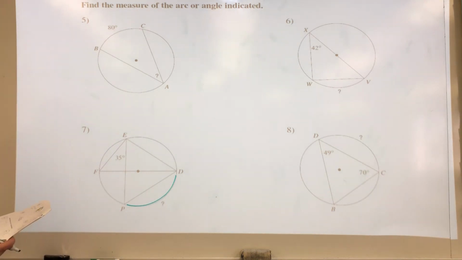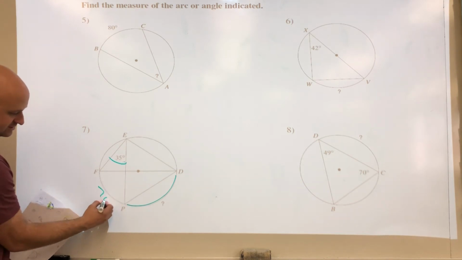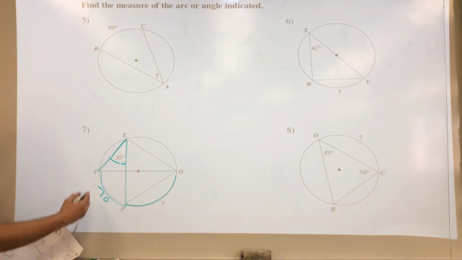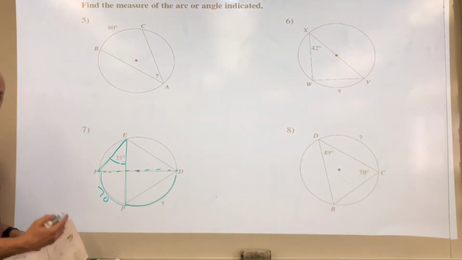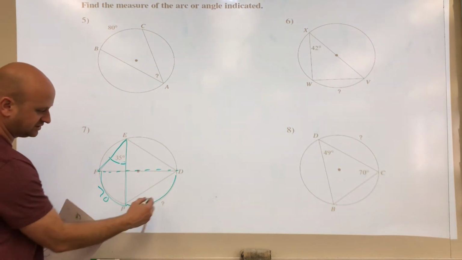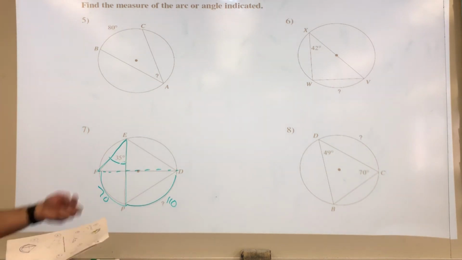So in order to do that, we need to find some stuff. If this is 35, that means this arc right here is 70. And if we look this way, the whole thing is equal to 180 degrees. So how much of the 180 do we have? 70. So if we subtract, we get a value of 110.